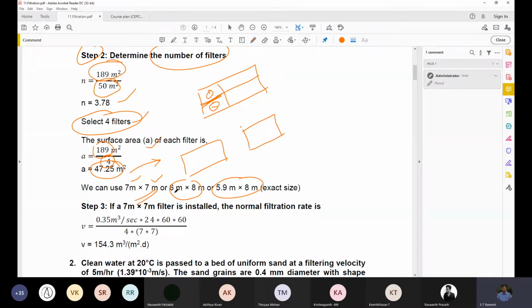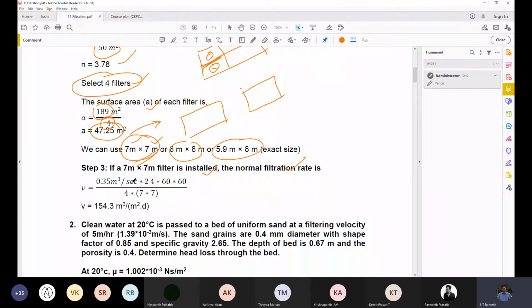Now if a 7 by 7 meter filter is installed, then you can find out the filtration rate. That is also asked in the problem. So the filtration rate is flow divided by the area. We have 0.35 meter cube per second, so convert it to meter cube per day. For that, multiply by 24 into 60 into 60, divided by 4 filters multiplied by 7 by 7, which is the area. So the actual filtration rate after the design is 154.3 meter cube per meter square per day. Is it okay?